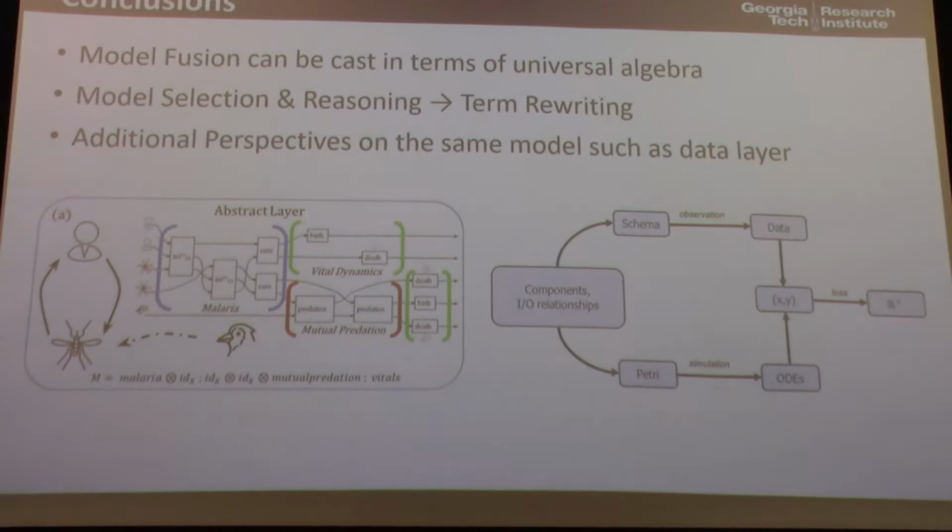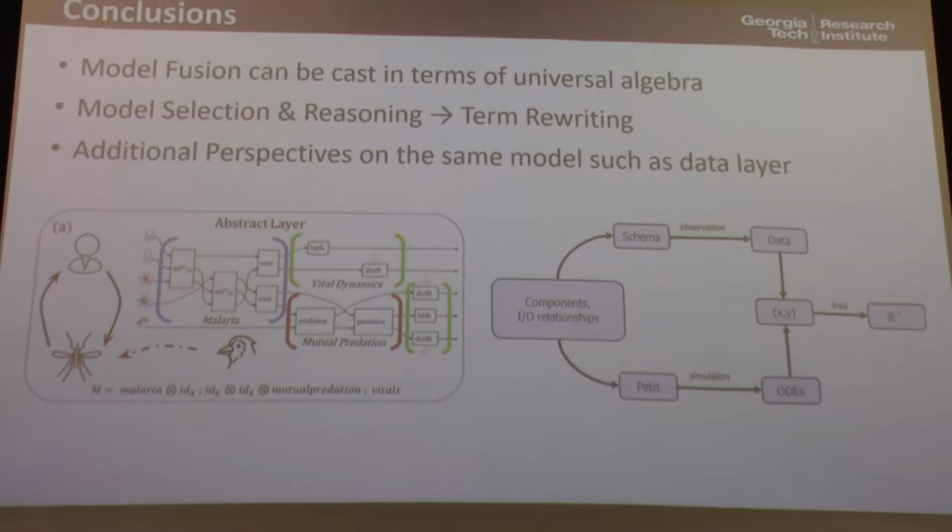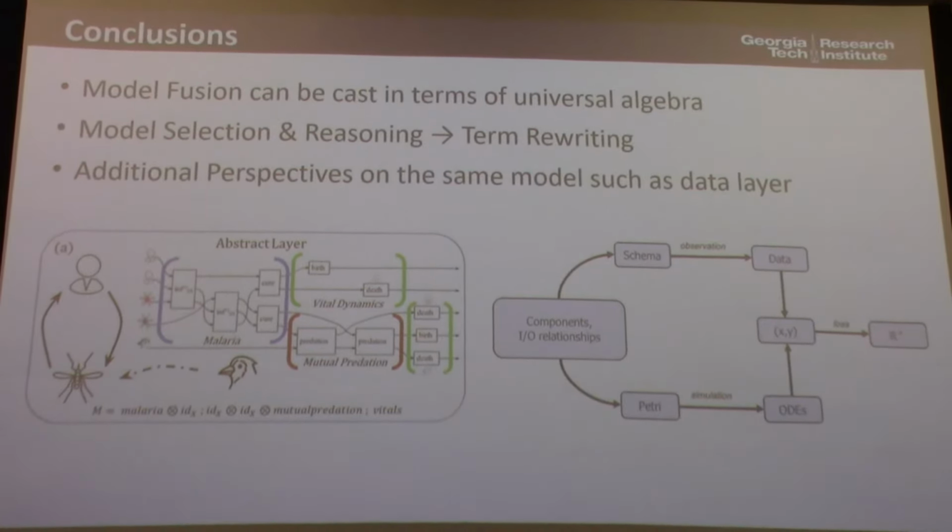So can we capture all of the things that scientists do with models as category theoretic operations? And we think that decorated cospans is a good formalism of model fusion. And all these other modeling activities can be formalized as well in terms of ACT. So thank you guys for listening. I'll take questions.